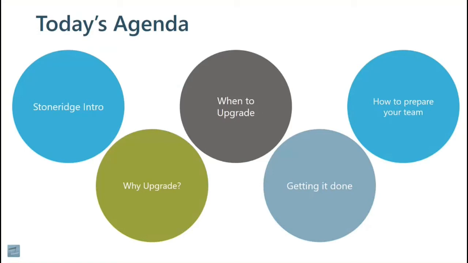Today's agenda is really going to be covering 5 areas. First, we'll do a quick intro on Stoneridge, why to upgrade. And I know that the topic today was when and how, but I think there's an argument here that we really need to understand why first before we look at when to upgrade. And then Cody will be really going into getting it done. How do we do this? What needs to be done? The things that you need to consider and how to prepare your team.